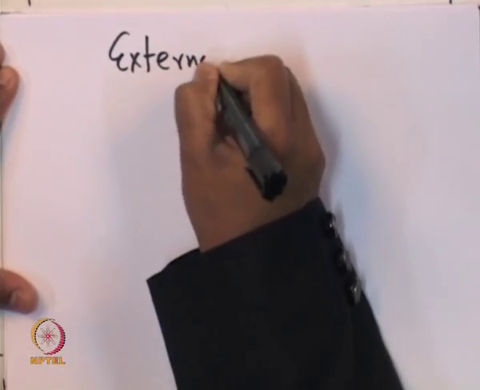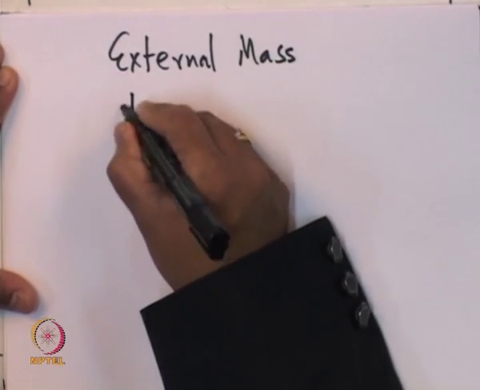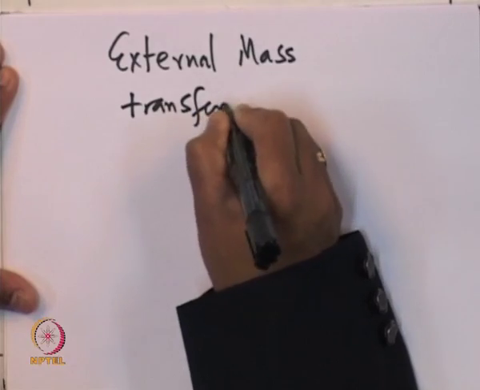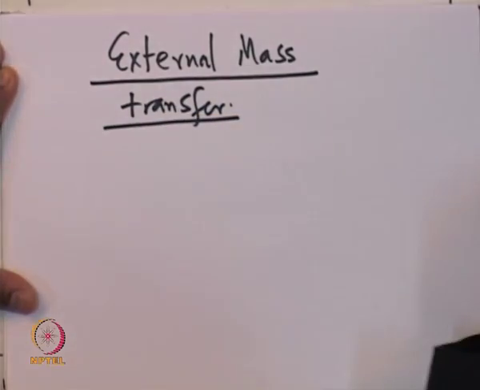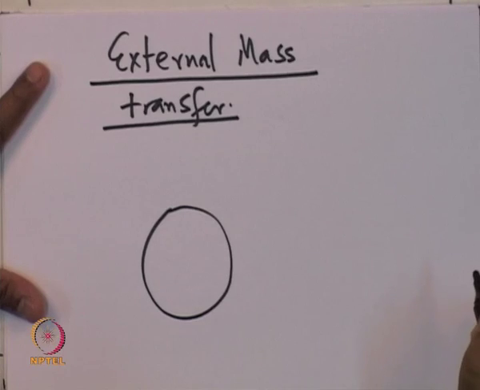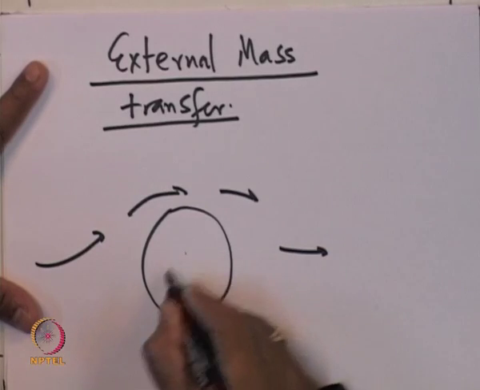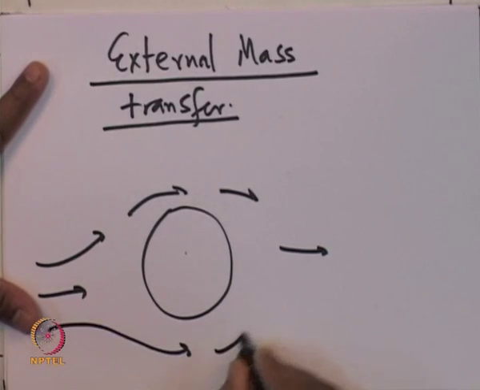All right. So we will talk about external mass transfer now. It is a different phenomenon, a different step from reaction, adsorption, desorption and internal diffusion. What is happening? External, as the name says, external mass transfer. You have a particle and a fluid is flowing over it. This is a catalyst particle.